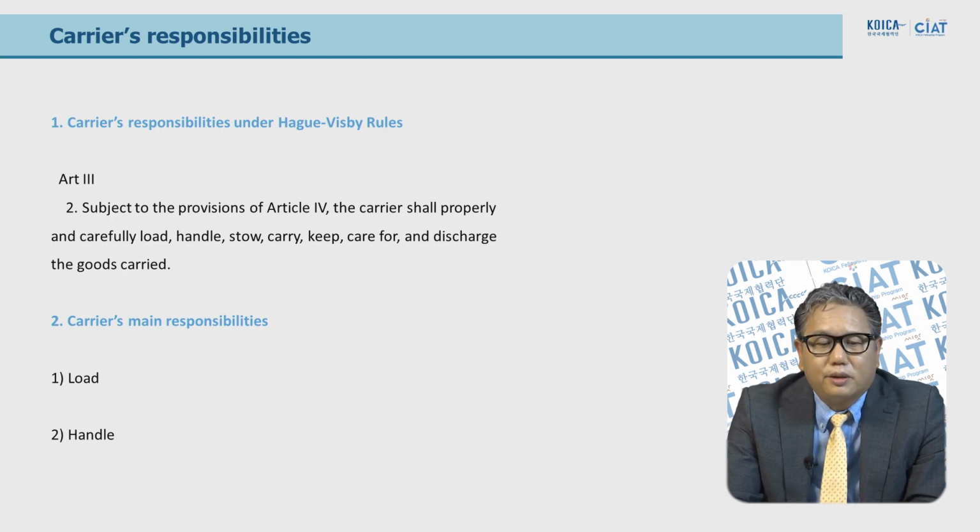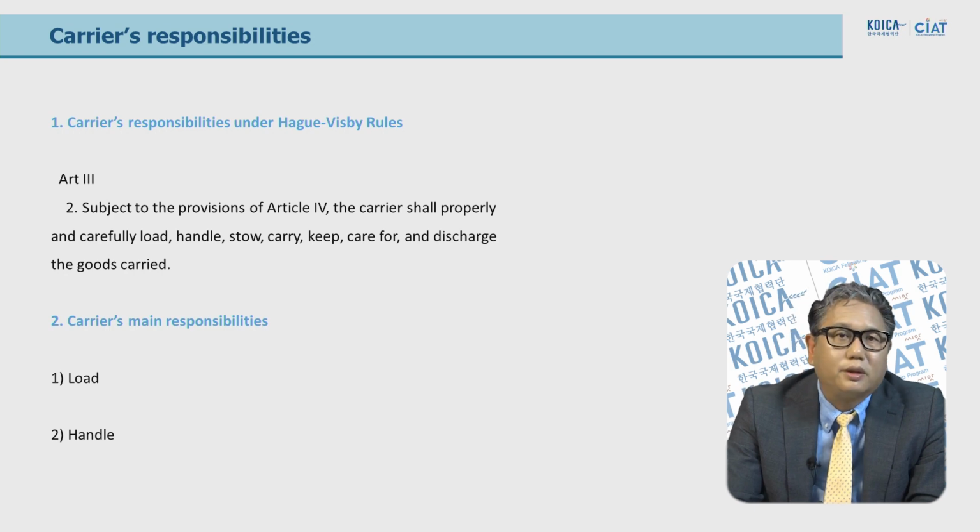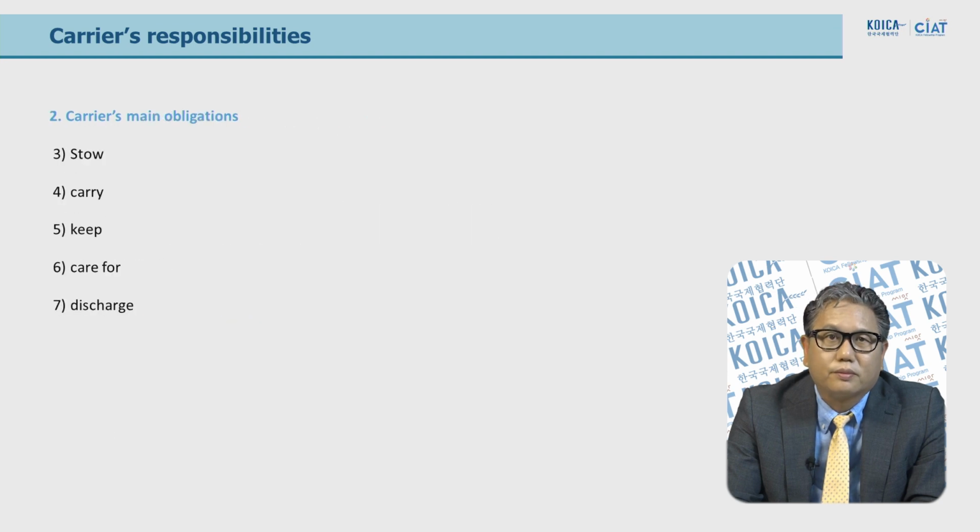Okay, second are the carrier's main responsibilities, which we will go through one by one. First is loading. Loading means loading cargoes onto the ship. The time of loading is when the carrier's responsibility for a cargo begins. Second is handling. Handling means handling goods on the ship considering the nature of the goods.